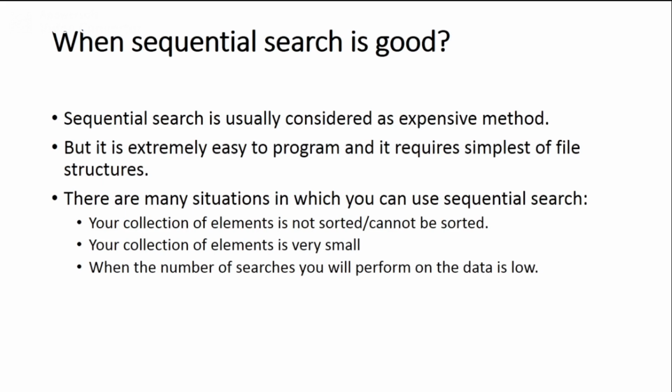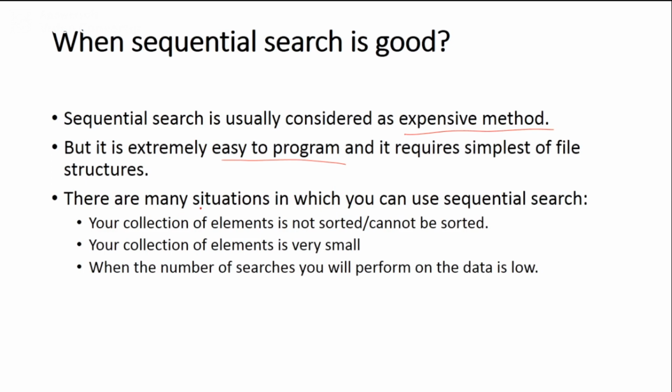When is sequential search good? Sequential search is usually considered an expensive method. As I told, it is proportional to n. That is why it is an expensive method, but it is extremely easy to program, right? And it requires the simplest of file structures. A very simple file structure it needs.